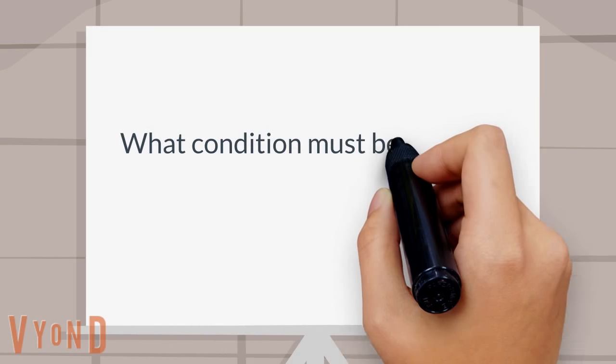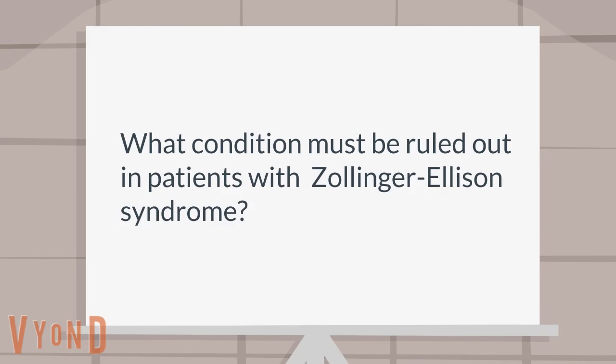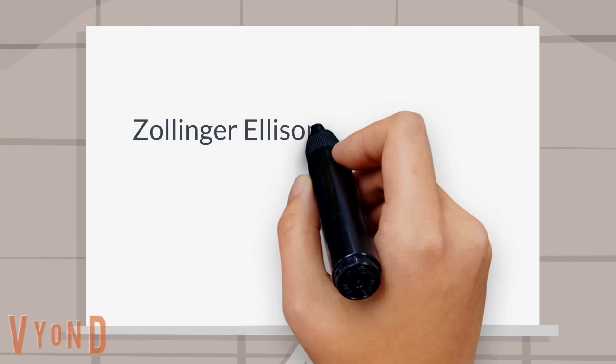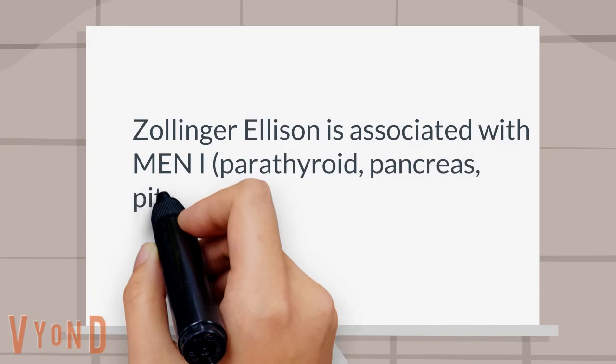What condition must be ruled out in patients with Zollinger-Ellison syndrome? Zollinger-Ellison is associated with MEN1: parathyroid, pancreas, pituitary.